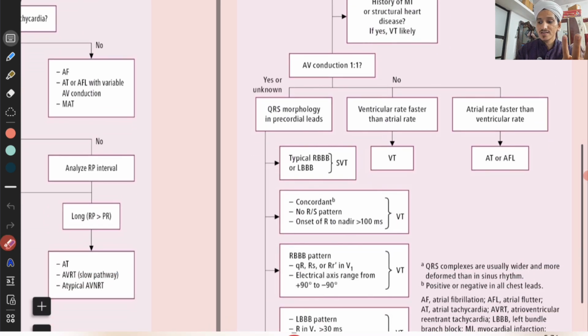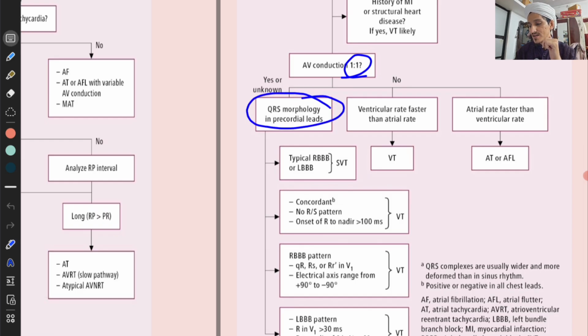No, the conduction is 1:1. More likely it is SVT. Look at the QRS morphology in the precordial leads, very important, from V1 to V6, and also lead 1 and aVL you should consider. These leads are very important to differentiate.